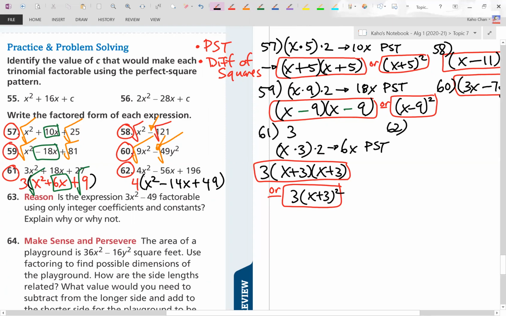Square root of x squared is x. Great. Square root of 49 is 7. Nice. And we double it. And that will give me my 14x. Yay. The middle term. All right, let's piece this all together and we're done.